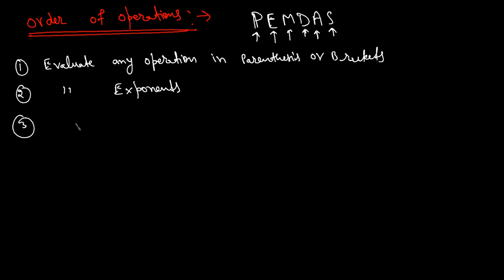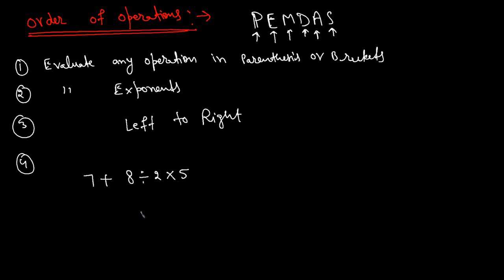The third thing is to evaluate multiplication or division in order from left to right. If both operations are in the equation, evaluate whichever comes first from left to right. Even if multiplication is listed first, if a division comes first and then multiplication, we use division first, then multiplication. So always from left to right. And the fourth thing is addition and subtraction. Evaluate addition and subtraction at the end, again from left to right, whichever comes first.